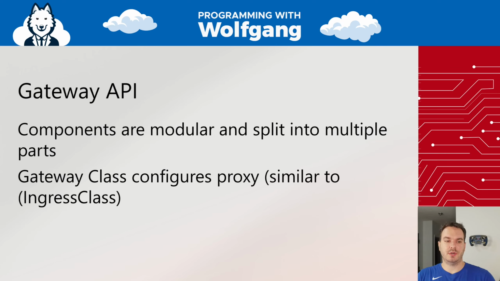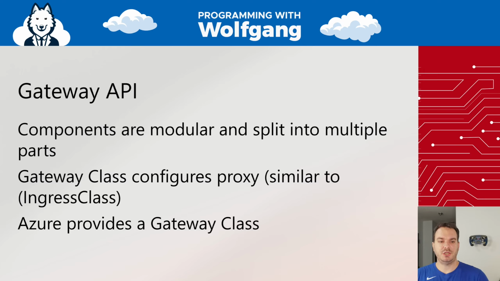Then similar to the Ingress, we have a Gateway class, and this Gateway class configures what proxy we want to use. This could be, for example, Nginx or Traefik like before, or we can also use one of our cloud providers. This is similar to the Ingress class we have in Ingress. Since I'm using Azure, I will use the Azure provided one, which means I can easily install it, and then I can just say I want to use Azure.